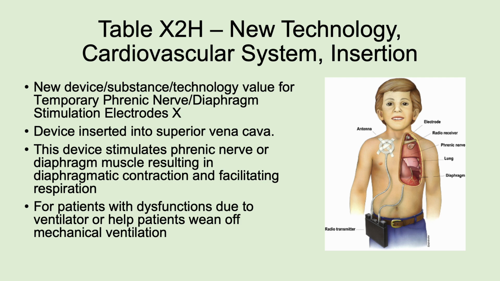And you can see that the device is, the radio transmitter is on the outside of the belt of the patient in the picture, and then you have the electrode inside the body. This is used for patients with dysfunctions due to a ventilator or to help patients wean off mechanical ventilation.